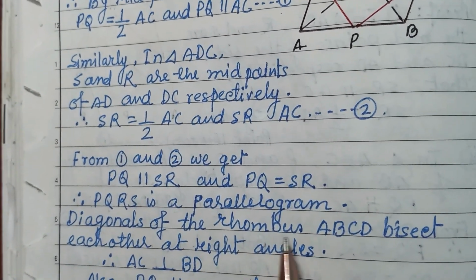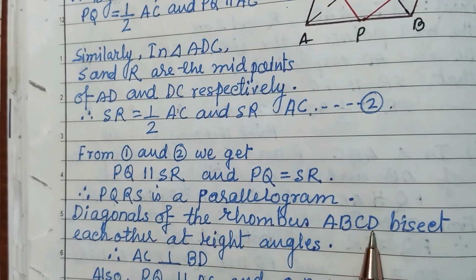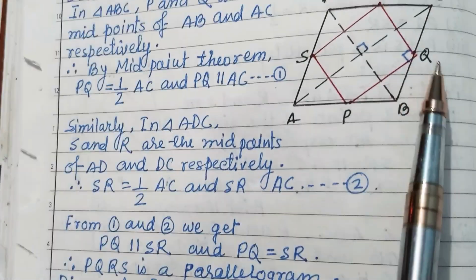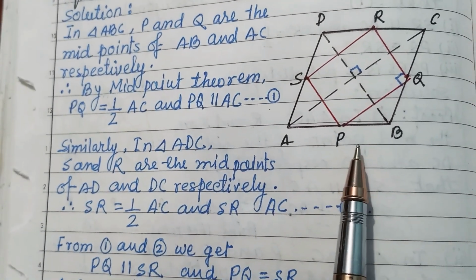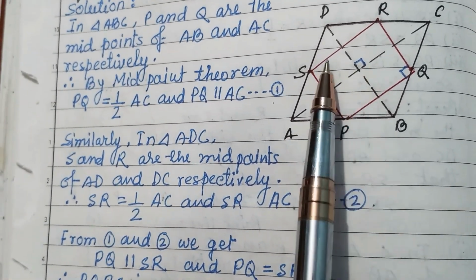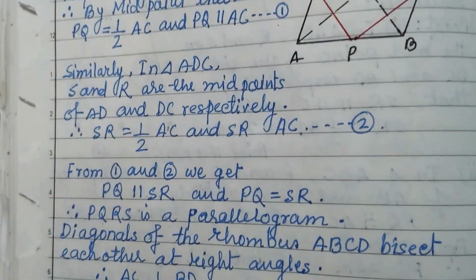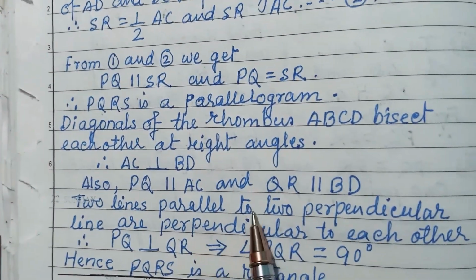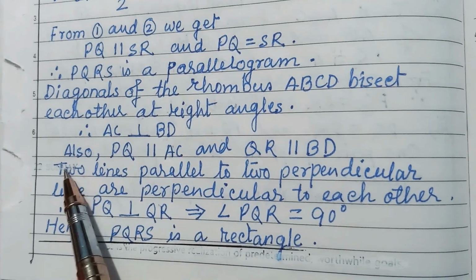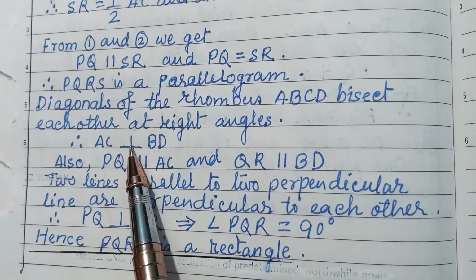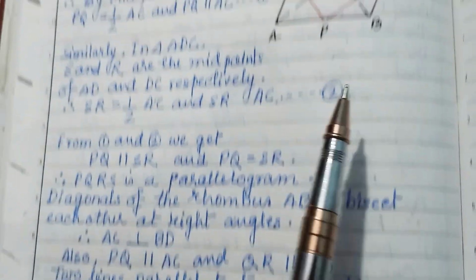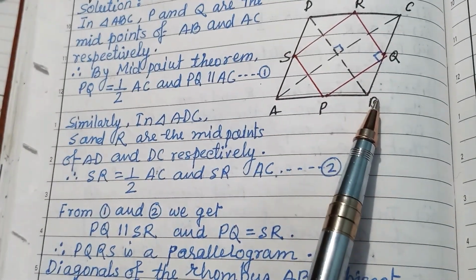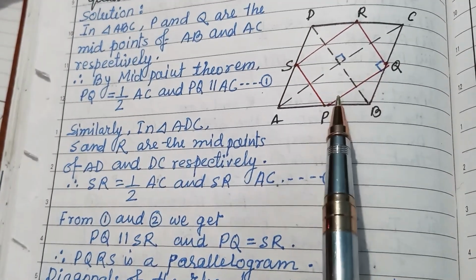Diagonals of the rhombus ABCD bisect each other at a right angle. We know already ABCD is a rhombus as given, and we know diagonals bisect each other at a right angle. So also lines parallel to them, AC is perpendicular to BD. So okay, and we have got this.